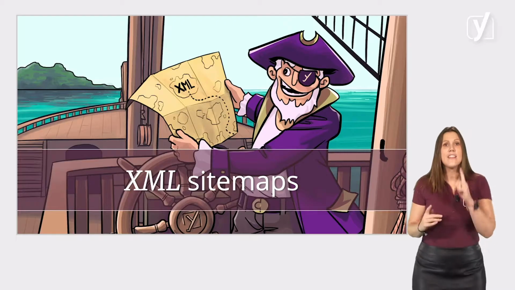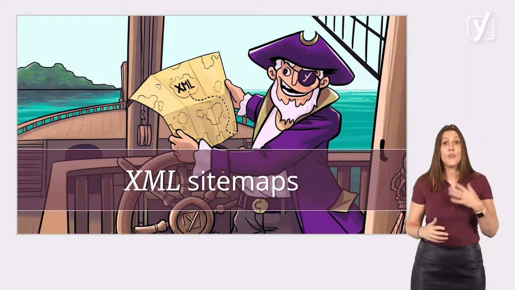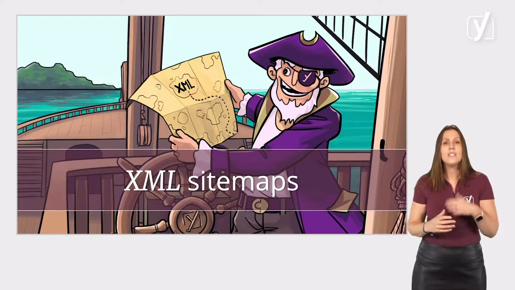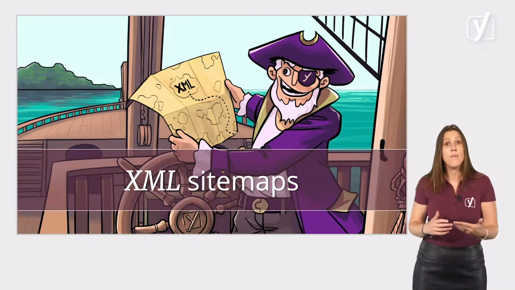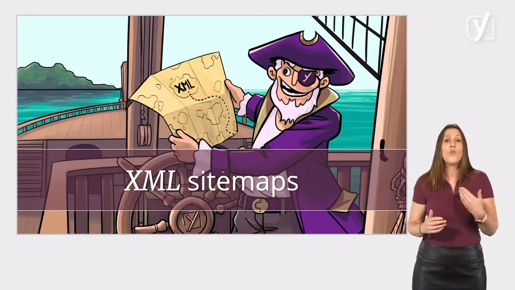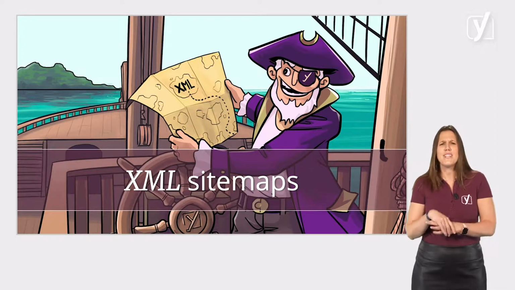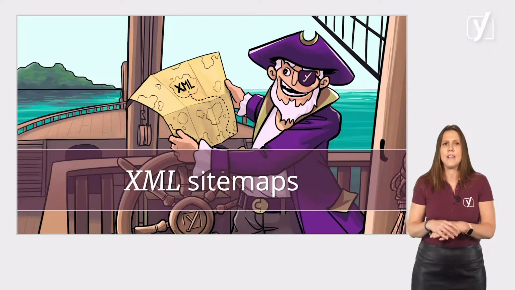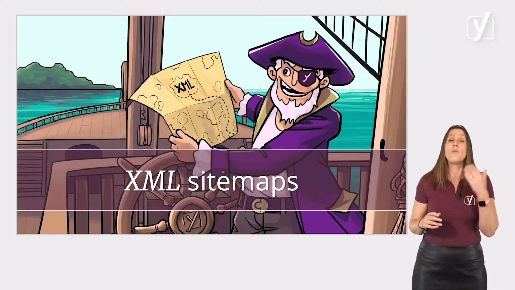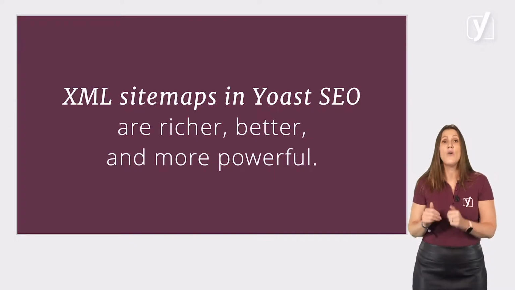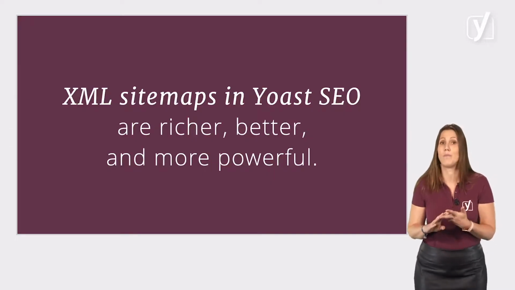So what's next? Sitemaps. Yoast SEO creates an XML sitemap for your website automatically. A good XML sitemap acts as a roadmap of your website that leads Google to all the important pages. Crawlers really like these things because they make your content easier to find. Yeah, I know WordPress also comes with built-in XML sitemaps, which is great. But while the WordPress sitemap is very basic, XML sitemaps in Yoast SEO are richer, better and more powerful.